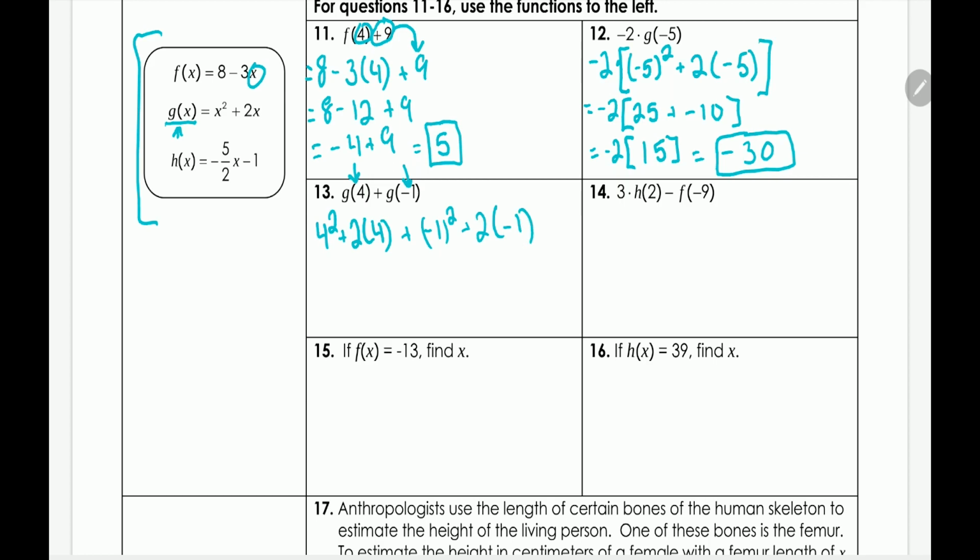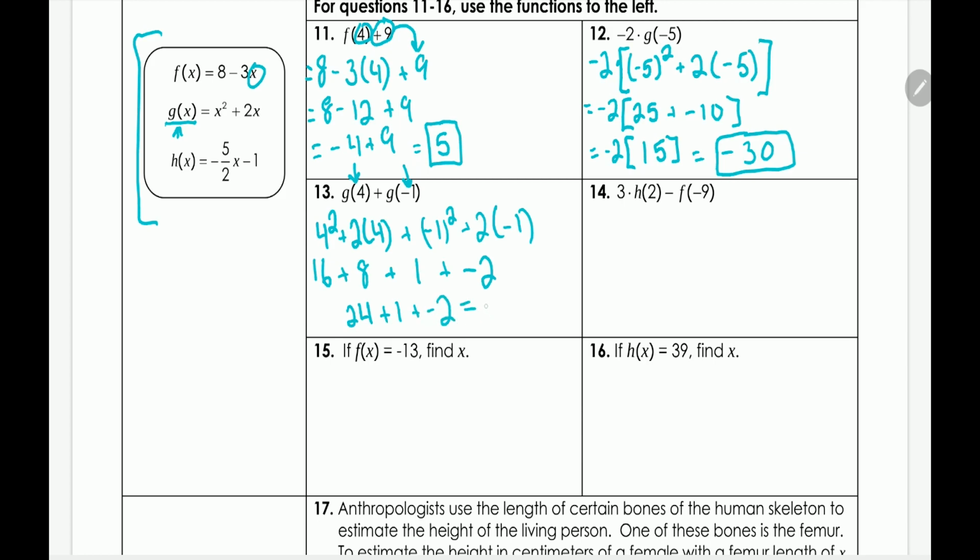Okay? And that's what we need to solve. So using order of operations, let's figure out the parentheses first, which nothing's really needed with the parentheses, so let's move on to exponents. We have 4 squared, which is 16, plus 2 times 4, which is 8, plus negative 1 squared, which is 1, plus 2 times negative 1, which is negative 2. Okay? Now we have 16 plus 8, which is going to be 24, plus 1, plus negative 2.